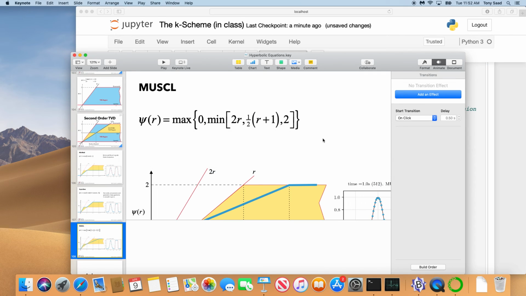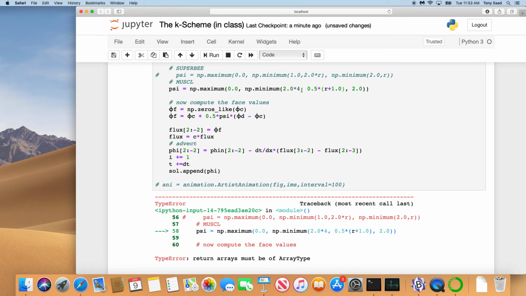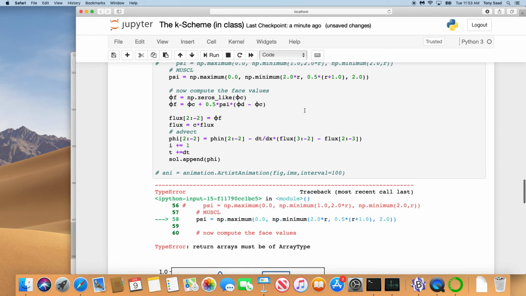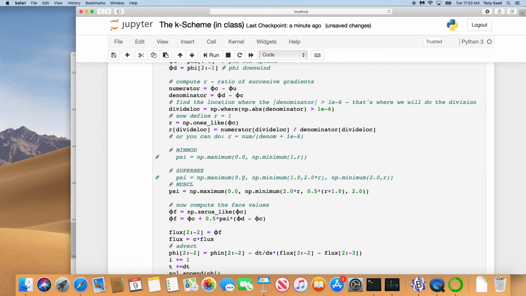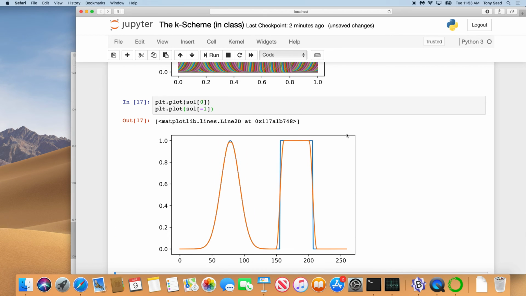When I did this the other day, it threw an error. Yeah, so for some reason it doesn't do the minimum this way. Although it allows me to do 3 values in the maximum, it doesn't allow me to do 3 values in the minimum. So what I'm going to do is use 2 minimums, np.minimum nested. Okay, you see what I did? I did 2 minimums, and now look at the beautiful muscle scheme.